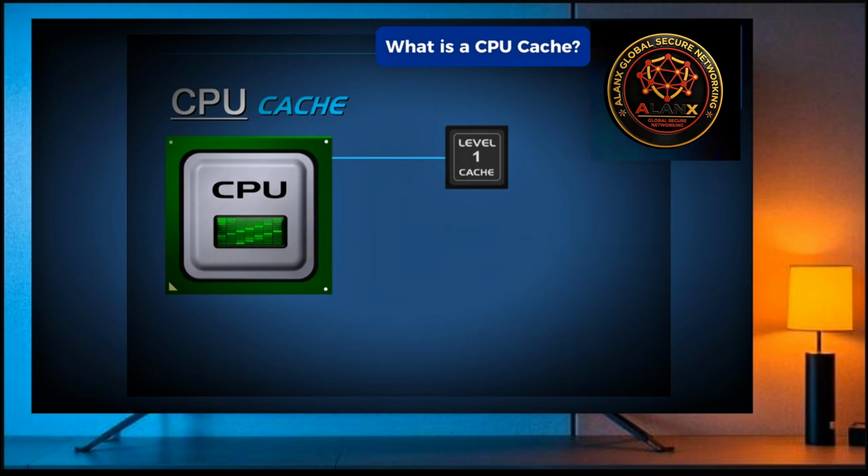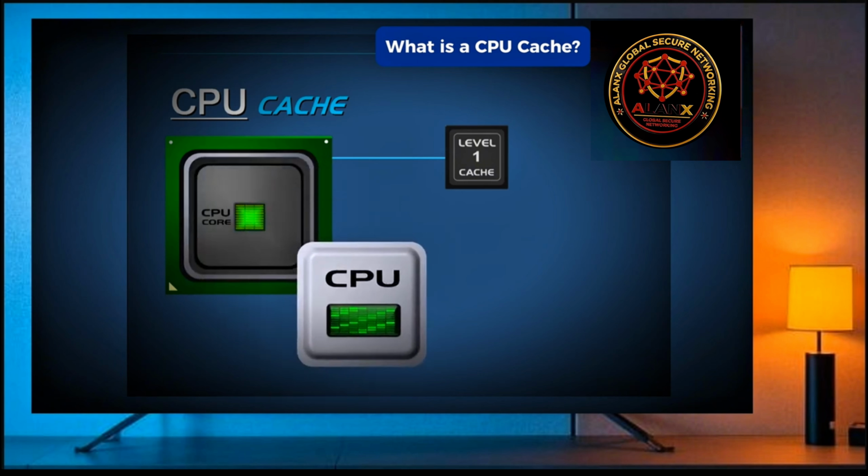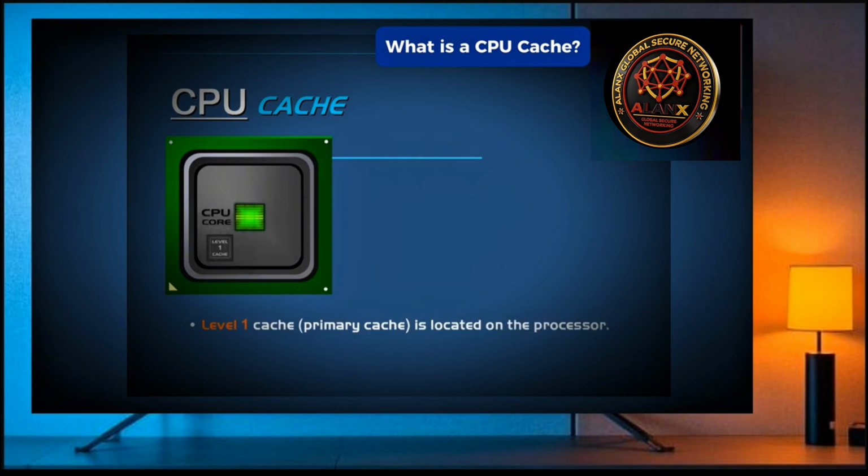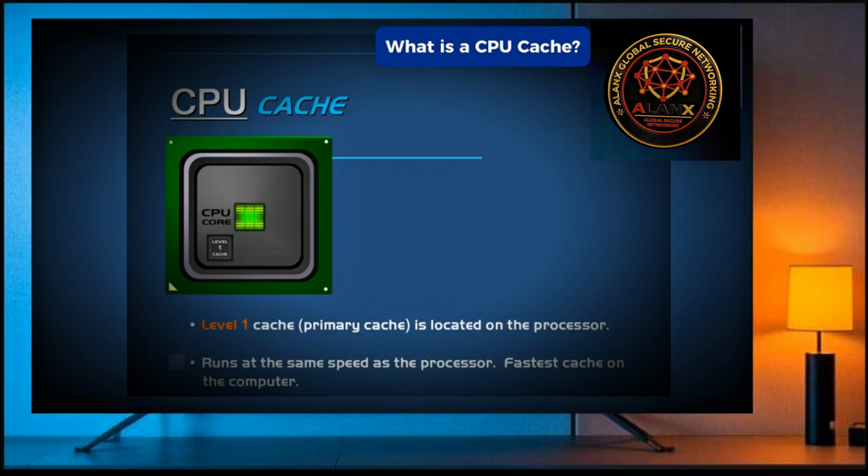CPU cache comes in 3 different levels. For example, there's level 1 cache, which is also called primary cache. And level 1 cache is located on the processor itself, so it runs at the same speed as the processor. So it's very fast and is the fastest cache on the computer.